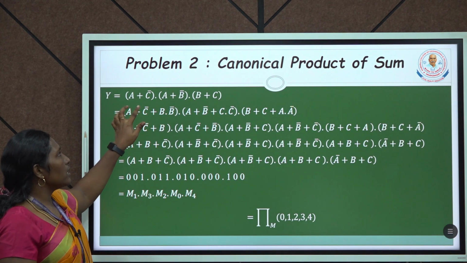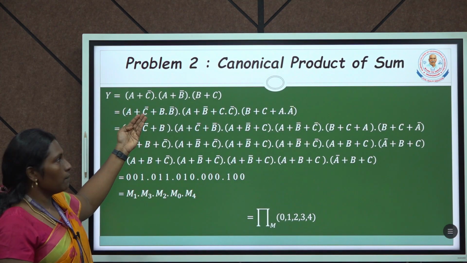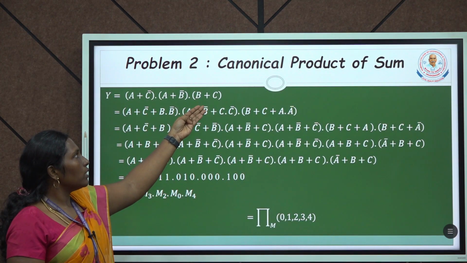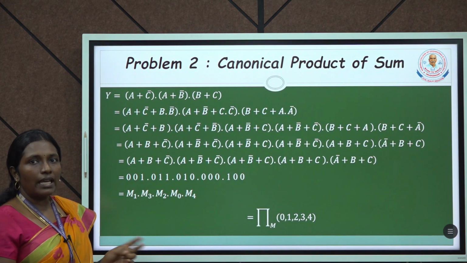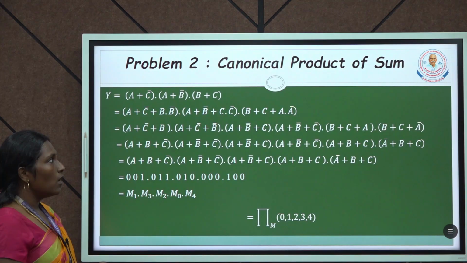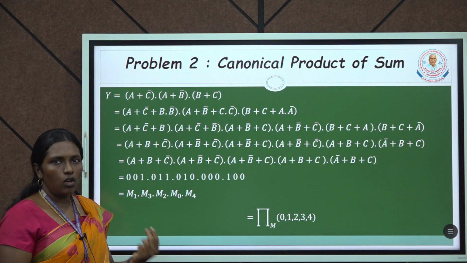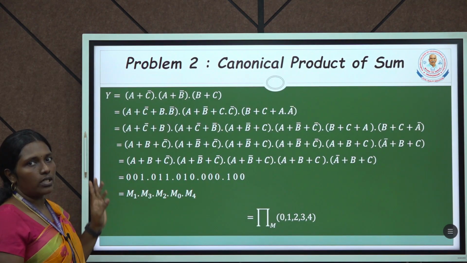In this particular term, the B literal is missing. In this term, the C literal is missing. In this term, the A literal is missing. The second step for product of sum is to product the missing literals in complemented and uncomplemented form, and we have to OR it.